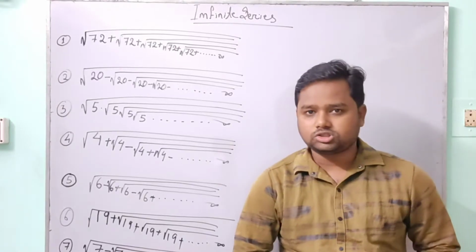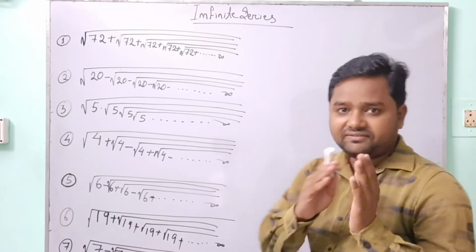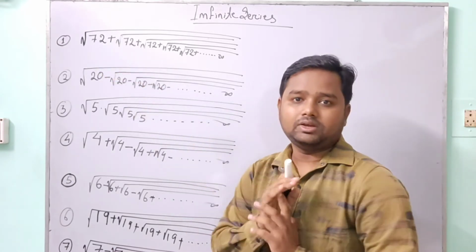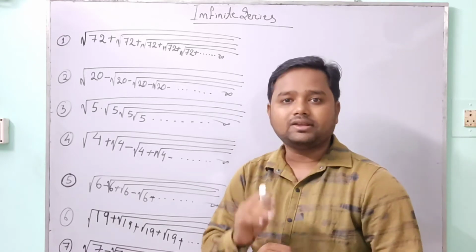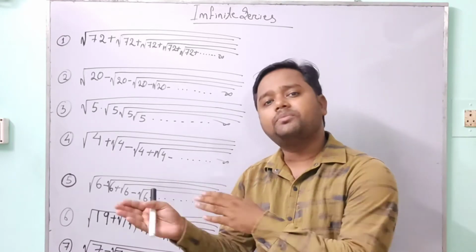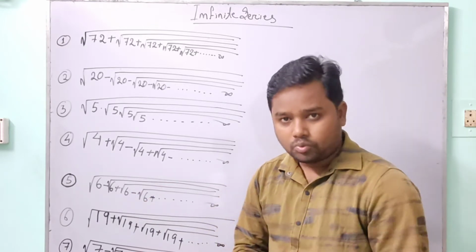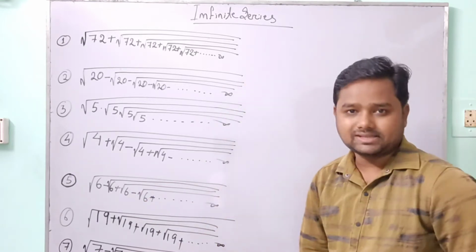If in the question it is asked infinite number of terms, in between them whether there is a plus sign or minus sign or a into sign or it is a combination of both plus and minus, then what will be the answer? We will do these 7 examples today.